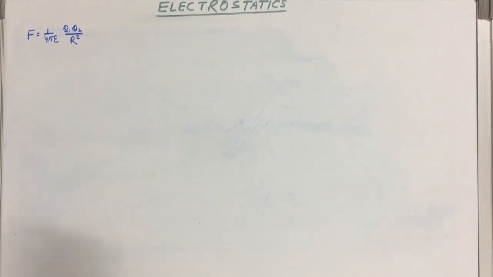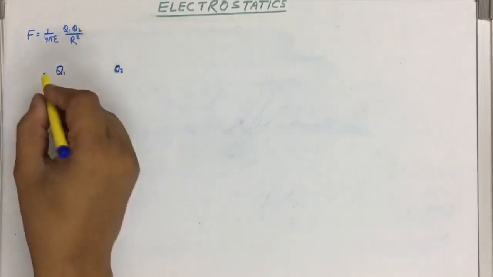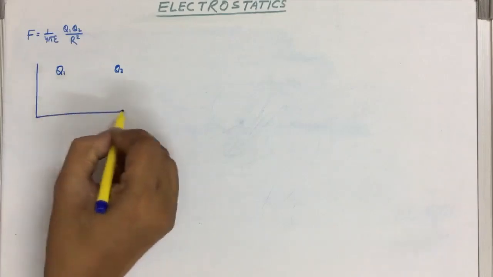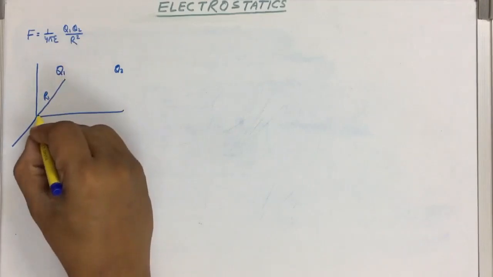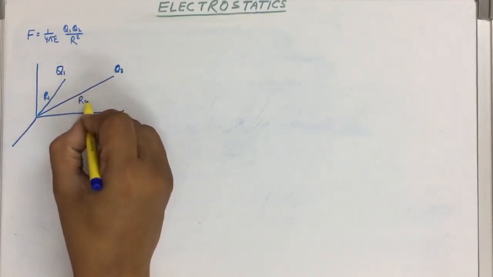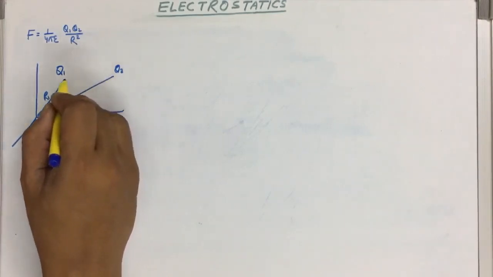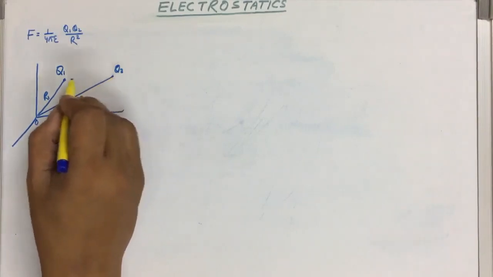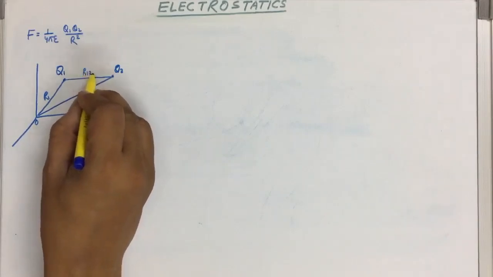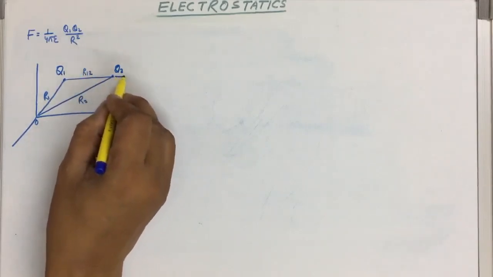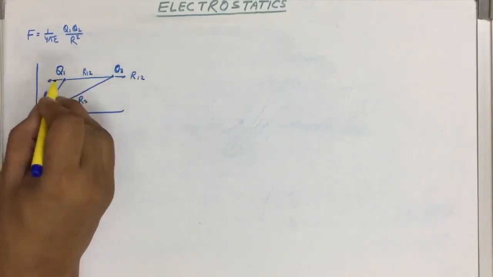Suppose there are 2-point charges q1 and q2. They are placed at position vector r1 and at position vector r2. Then the force between these two will be: r12 will be in this direction and r21 will be in this direction.